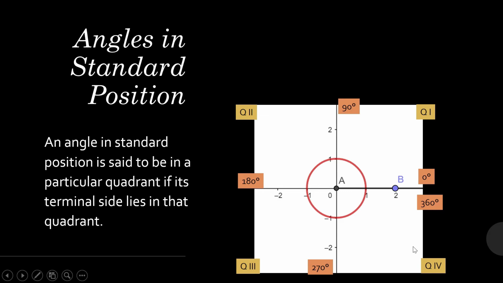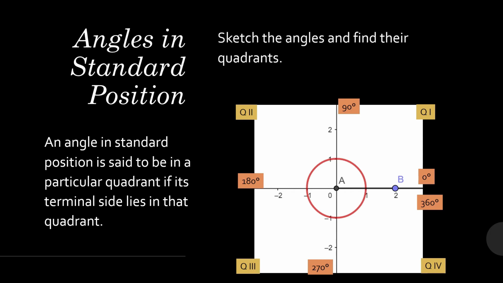So when we rotate the other arm of your angle, where that terminal side will fall will tell us the quadrant for that angle. Okay, so this is the challenge. Sketch the angles and find their quadrants. 730 degrees. So how do we produce an angle with a degree measure of 730 degrees?